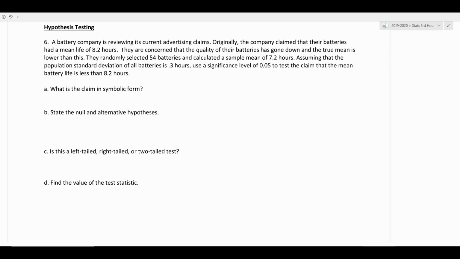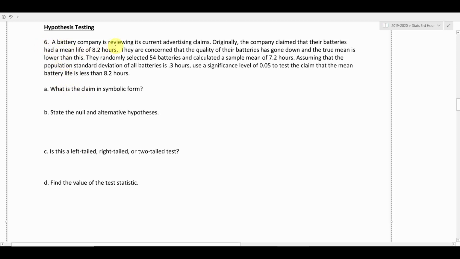Hey guys, welcome back. We're going to be taking a look at problem number 6 today. Problem number 6 deals with hypothesis testing. So we're going to be taking a look at a few hypothesis testing problems for 6, 7, and 8. So we'll just talk about problem 6 today. So let's go ahead and dive right in.